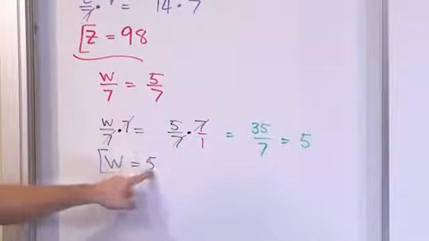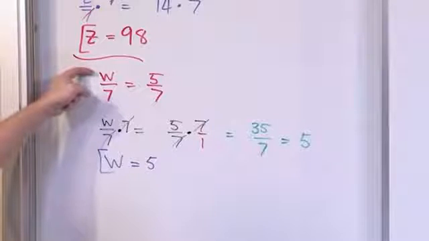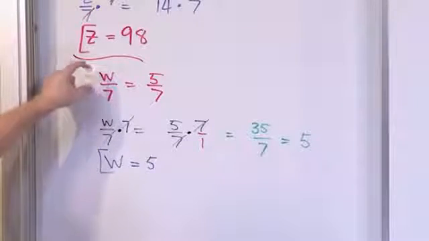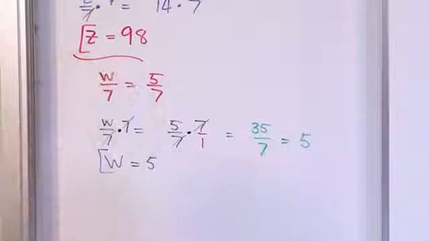And you should always check your work by taking the 5 for W and sticking it in here. If you put a 5 here, what we're saying is 5/7 is equal to 5/7. So of course that's correct.